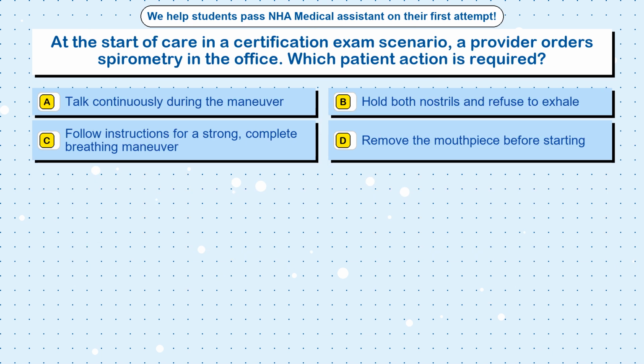Question 55. At the start of care in a certification exam scenario, a provider orders spirometry in the office. Which patient action is required? Option A, talk continuously during the maneuver. Option B, hold both nostrils and refuse to exhale. Option C, follow instructions for a strong, complete breathing maneuver. Option D, remove the mouthpiece before starting.